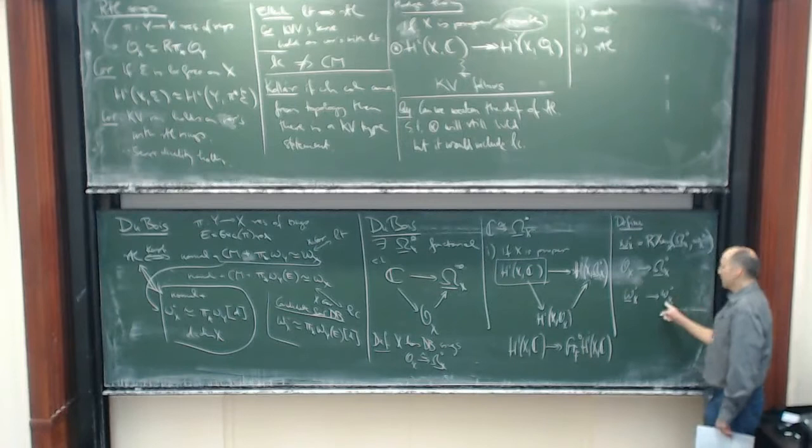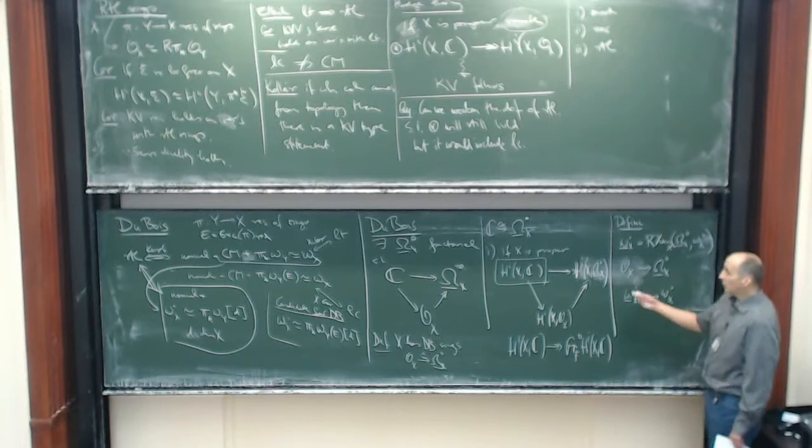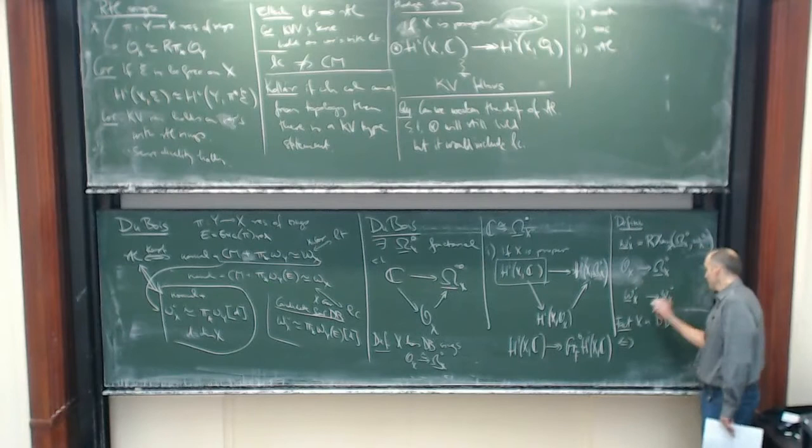This is sort of the omega dual of the Dubois complex. Okay, and of course, a trivial fact that X is Dubois if and only if this is an isomorphism.